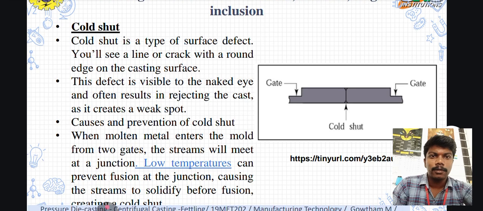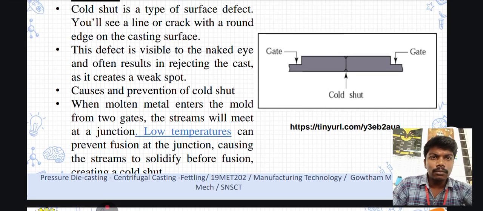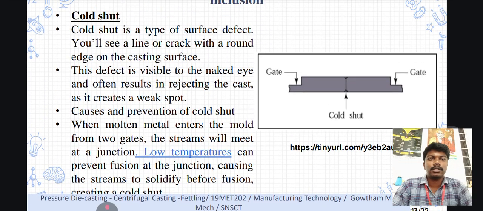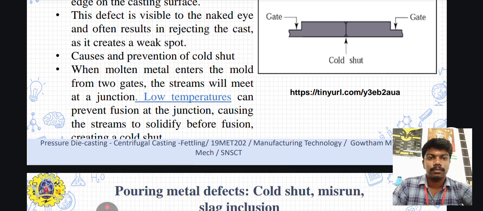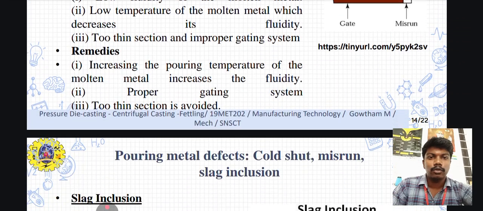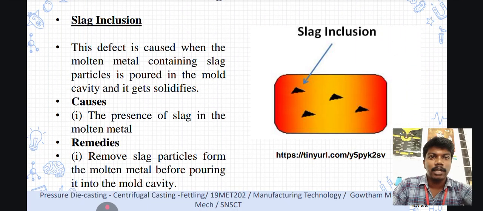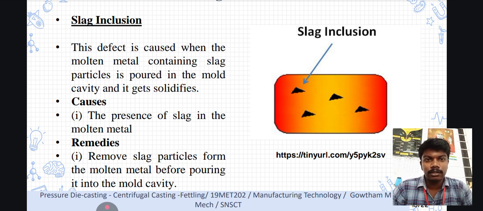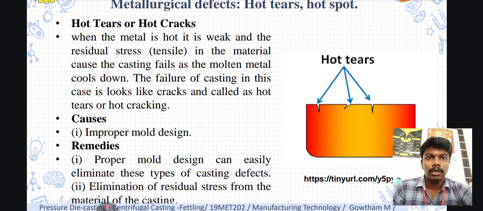So here is the cold shut. It is a type of surface defect because of low temperature. Then the misrun and slag inclusion. Slag inclusion we have well known about this point. This defect is caused when molten metal containing slag particles is poured into the mold cavity and it solidifies.